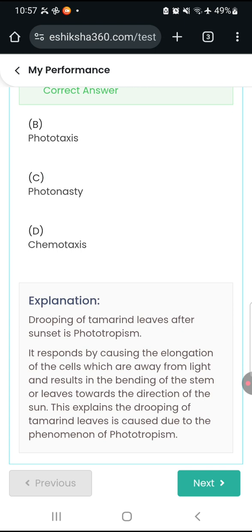It responds by causing the elongation of the cells which are away from light and results in the bending of the stem or leaves towards the direction of the sun. This explains the drooping of tamarind leaves is caused due to the phenomenon of phototropism.